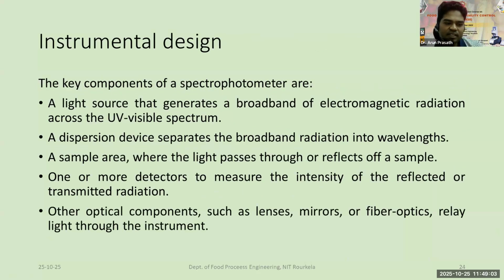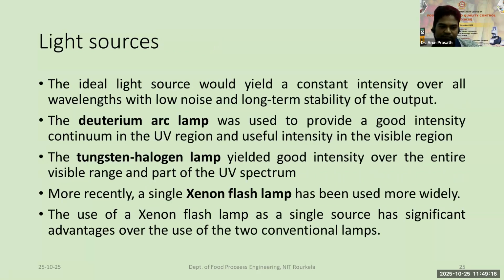And then the instrumental design, as I said, is very simple. We need a light source, a monochromator, the sample, a provision to pass light through the reference sample at the same time, and then the detector. There are different types of light sources we have.